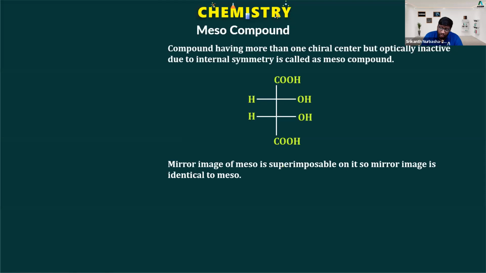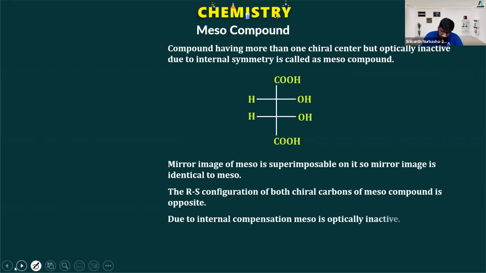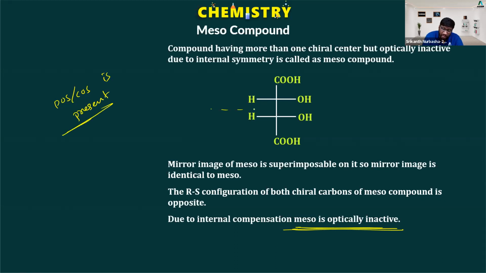Mirror image of meso compound is superimposable on it. So mirror image is identical to meso. The RS configuration of both chiral carbons of meso compounds is opposite. Due to internal compensation, meso is optically inactive. Ultimately, what we can say is plane of symmetry or center of symmetry is present. So one part of the molecule itself will be like, if you take this plane, it is symmetrical. This is a plane of symmetry.